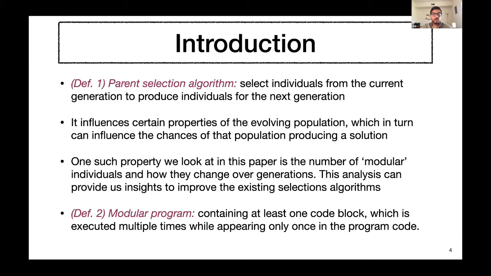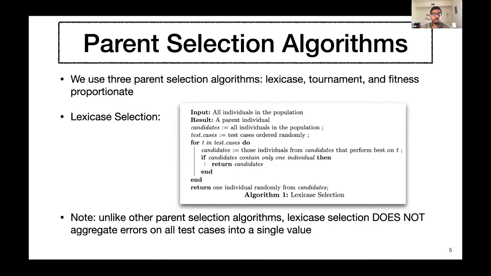What is a modular program? A modular program is the one which contains at least one code block which is executed multiple times while appearing only once in the program code. In other words, the program should have some form of loops or other control structures that allow for a group of instructions to be executed multiple times. We use three parent selection algorithms: lexicase, tournament, and fitness proportionate.